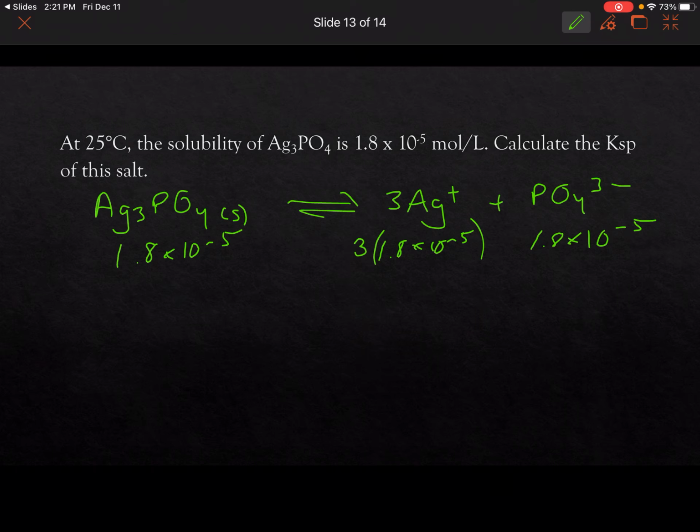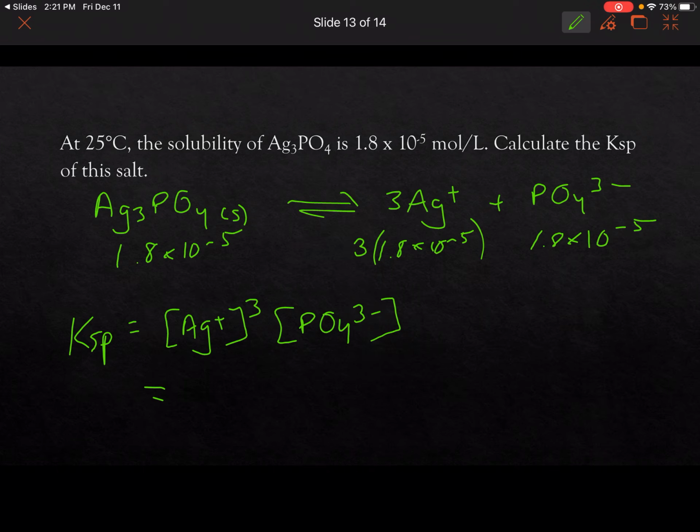So now we can solve for KSP. KSP is going to be equal to the silver concentration cubed multiplied by PO4 3 minus. Okay, I'm just going to shortcut here, but just dump those numbers into that equation. So the 3 times the 1.8 times 10 to the negative 5, cube it, and then multiply it by the phosphate concentration again, and you end up with an answer of 2.8 times 10 to the negative 18.